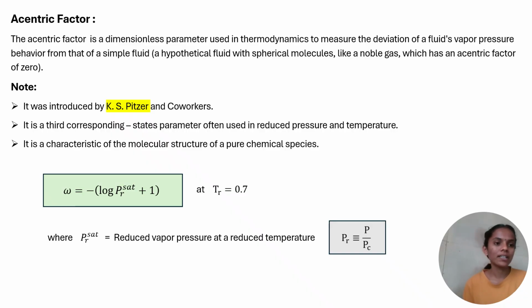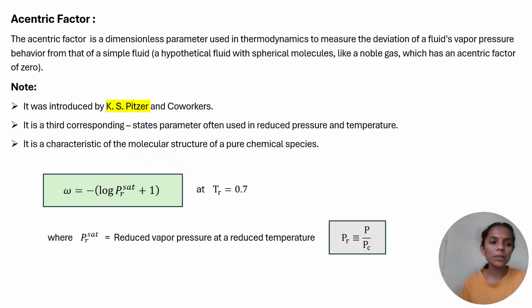Eccentric factor. It is a dimensionless parameter used in thermodynamics to measure the deviation of a fluid's vapor pressure behavior from that of a simple fluid. Simple fluid means a hypothetical fluid with spherical molecules like a noble gas, xenon, krypton, radon, which has an eccentric factor of 0.